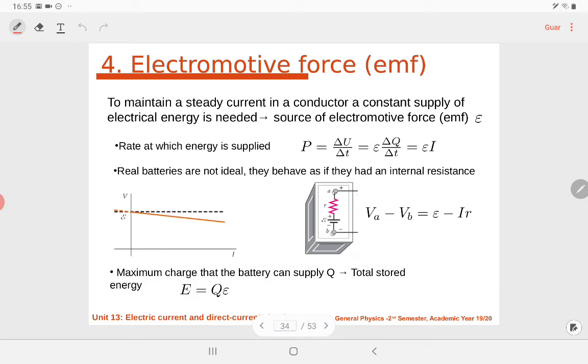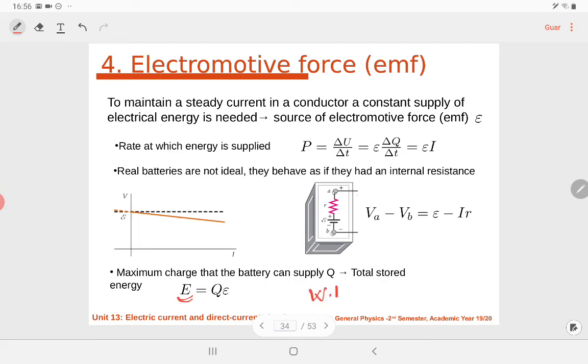The last thing I wanted to talk about here is the total energy inside a battery. If the total amount of charge that the battery can supply is a big Q, then the total stored energy will be given by this big Q times the electromotive force. This energy, sometimes we can measure it in watts times hour.